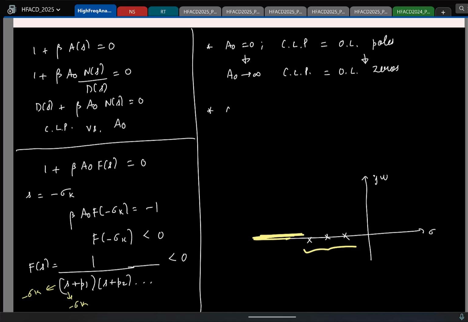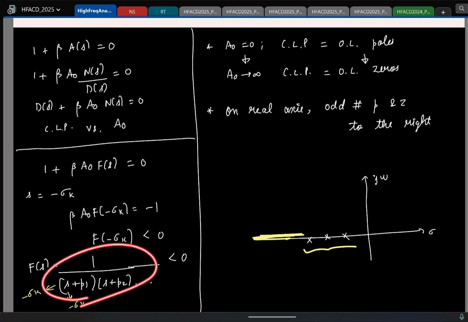This I'm sure you would have seen. So I'll just mark it here. So on the real axis, I'll say odd number of poles and zeros to the right. Fine. So we'll just use these two simple observations: root locus starts from open loop poles, terminates at open loop zeros, and if the root locus has to lie on the real axis, the number of poles and zeros to the right must be odd, right? Only then the product will be less than 0. Is this okay?